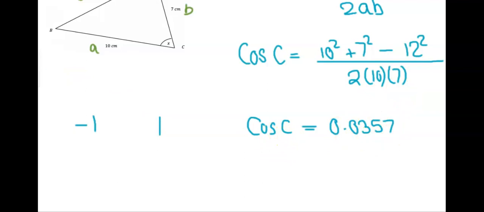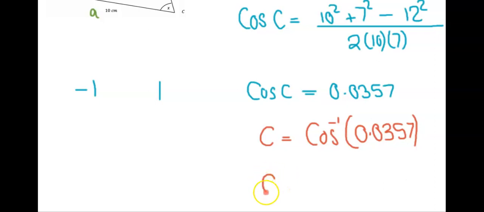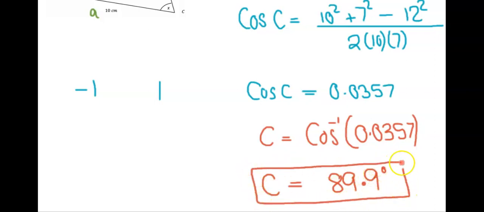I don't want cos C, I want just C. To find C, you have to do the cos on the other side. But when you do the cos on the other side, it becomes a cos inverse. In your calculator, you have to press shift and cos, and that will give you the angle C, which is about 87.9 degrees. You can write it 88 degrees, nearly equal to 88.